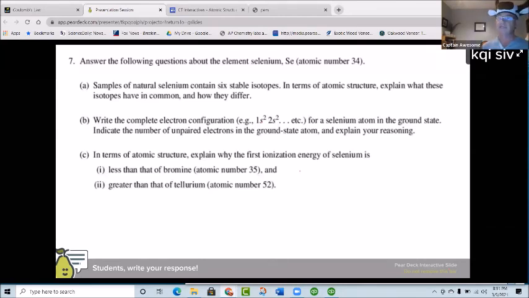So selenium and bromine both have the same number of layers of electrons, and are in the same row. That means we have to talk about protons. Selenium has 34 protons and bromine has 35. So the one with more protons has a greater pull on the electrons. And that's why bromine has a greater first ionization energy and selenium has less.